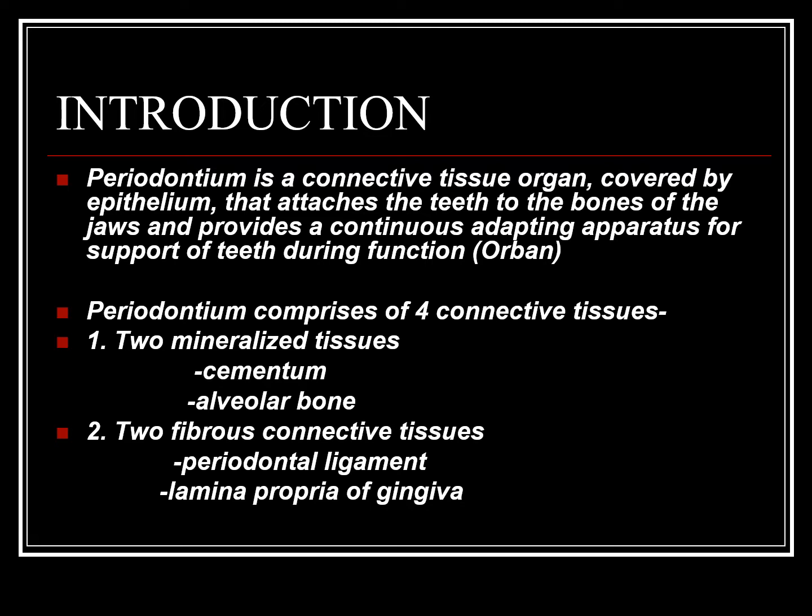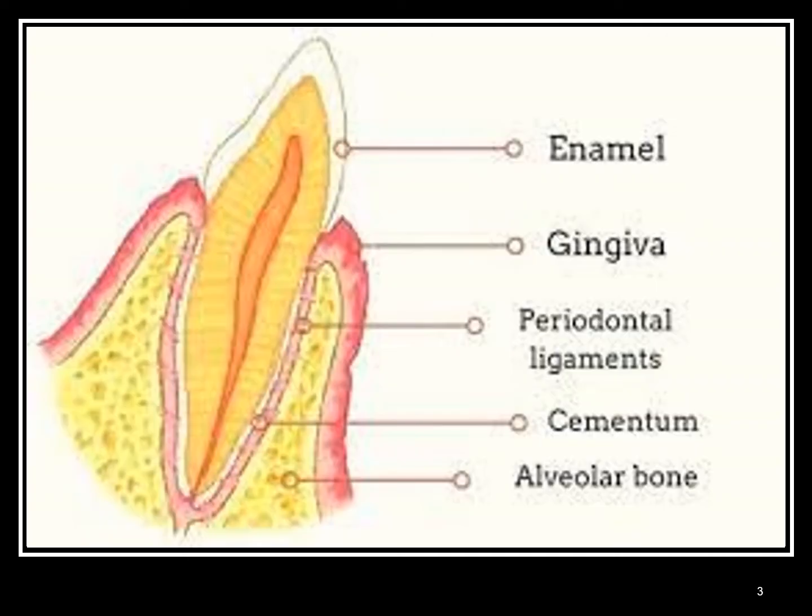So the structures which are surrounding the teeth are a part of the periodontium, and these comprise four connective tissues. Two are the mineralized tissues and two are the fibrous connective tissues. The two hard mineralized tissues are the cementum and alveolar bone, and the two fibrous connective soft tissues are the periodontal ligament and the gingiva.